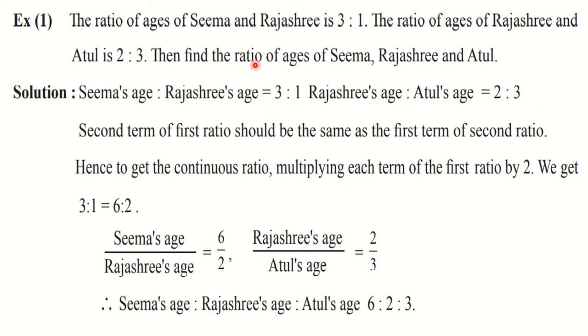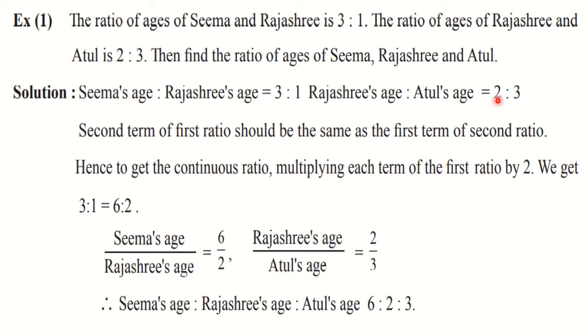You will find that Rajeshri is common in both these two ratios. So the second term of the first ratio and the first term of the second ratio are for the same person. If we want to compare the ages of these three people, we have to make these terms the same. That means the second term of the first ratio and the first term of the second ratio should be the same. So here it is 3:1, and here it is 2.